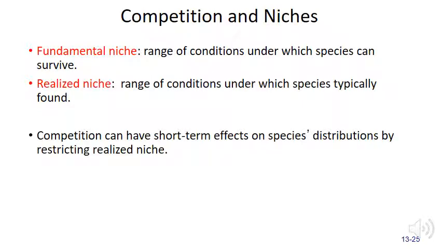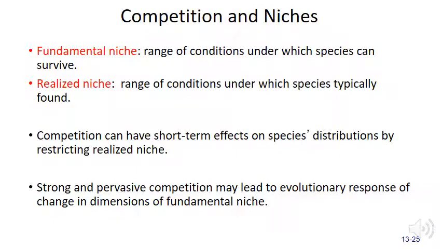So competition can have short-term effects on species distributions by restricting the realized niche. But strong, pervasive and persistent competition can actually lead to evolutionary responses and changes in the dimensions of the fundamental niche. And this is a concept that we'll come on to called character displacement.